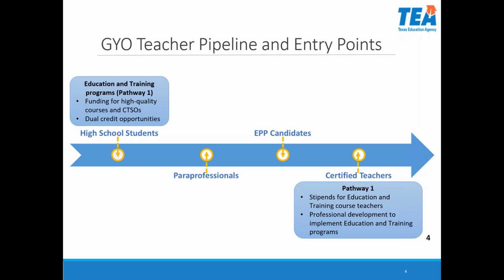Pathway 1 focuses on high school students and certified teachers. It offers a stipend to teachers who will teach and support education and training courses. It also provides additional funding to establish or grow CTE education and training programs for high school students to complete, and to grow dual credit programs in education and training.